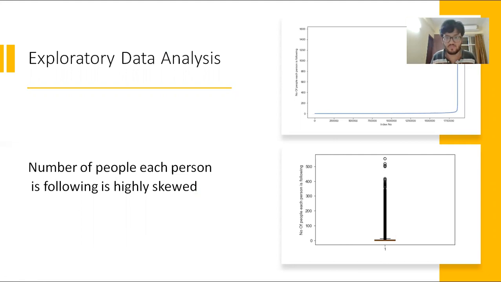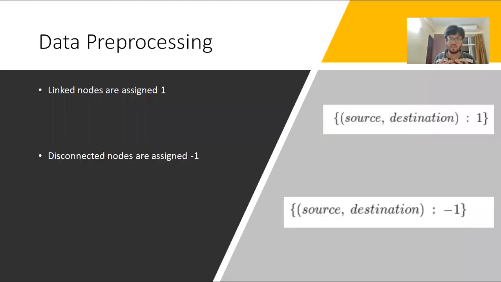Now, again, this has turned out to be an extremely skewed variable. Now, coming on to data pre-processing, we need to prepare a label. We are not given a target variable and we need to create one. Now, how do we create it?